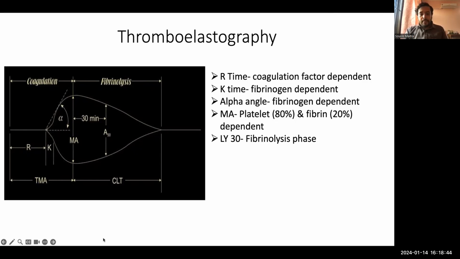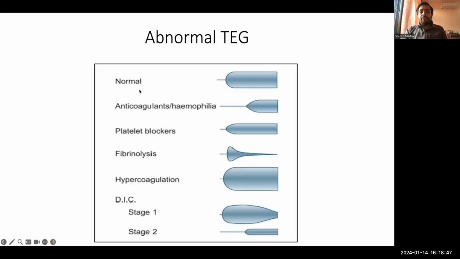So with this background knowledge, let's look into a few abnormal thromboelastographies. Here you can look into the effect of anticoagulants, where the R time is significantly increased. Now, when a patient is receiving platelet blockers or antiplatelet agents like aspirin, clopidogrel or ticagrelor, you can see the maximum amplitude is significantly reduced. Fibrinolysis is seen many a times particularly in postoperative patients, in trauma, in obstetric hemorrhage. Here the clot destabilizes early in the course of time.